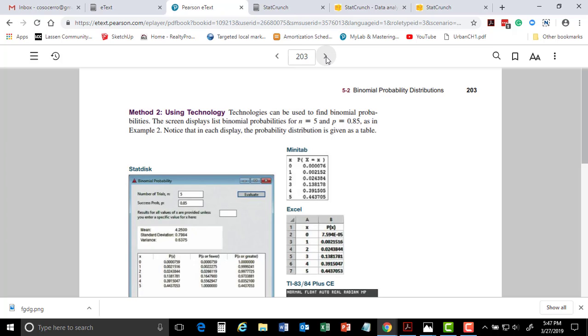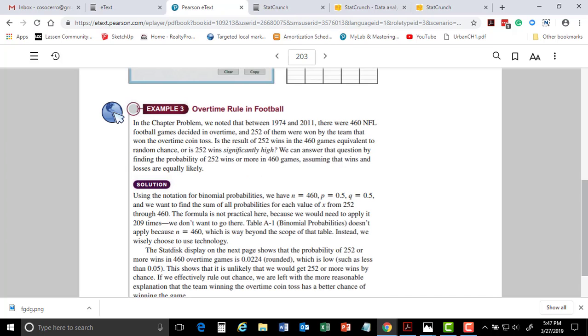Okay, again, we can use the StatCrunch. Okay, we have the overtime football. The total sample size is 460 games, and the probability P is... find the probability of 250 wins or more. So really we're looking for, the way you would write that, what you want to know is the probability that a random variable capital X is greater than or equal to... we can answer the question by finding the probability of 250 wins or more.